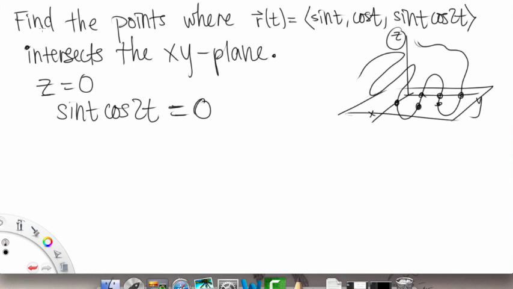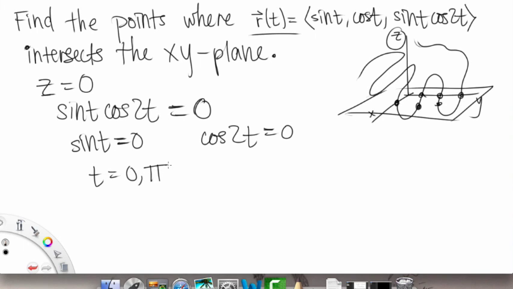Then we're going to go back and plug that t value into our r of t to find those vector points. So let's find this out. We have either sine t equal to 0, or separately cosine 2t equal to 0. Sine of t equals 0 when t equals 0 or pi. We won't repeat 2 pi because that's the same point as 0.